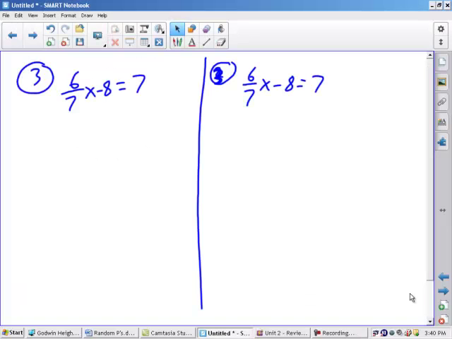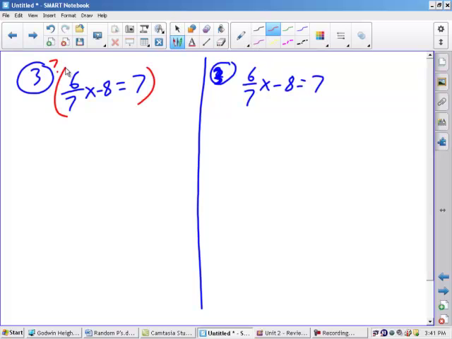Okay, now I'm going to do number 3, and I'm going to do number 3 in 2 different ways, and I want you to choose which one's best for you. I can't tell you which one's easier for you, so I'll just show you 2 different ways. The first way is by clearing the fraction. I'm going to multiply everything by 7, because that's what is on the denominator of this fraction.